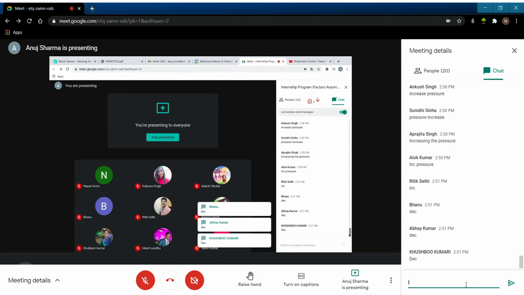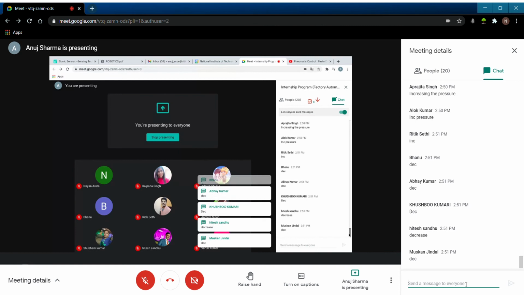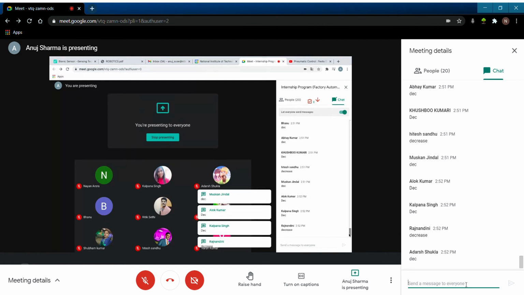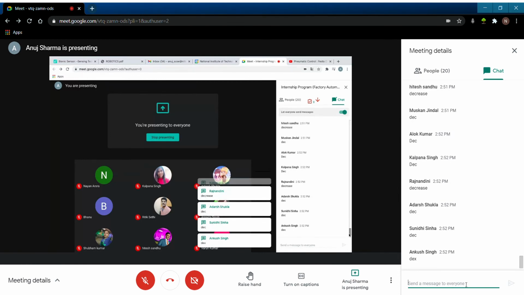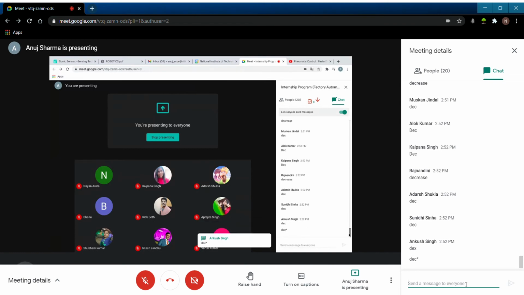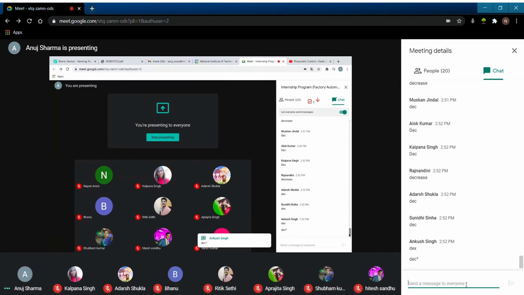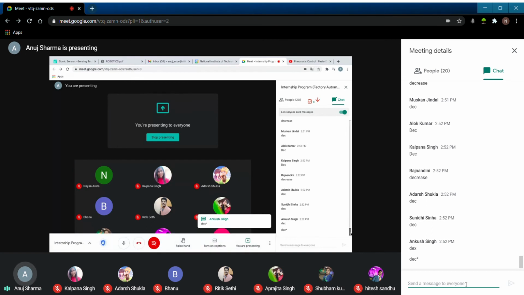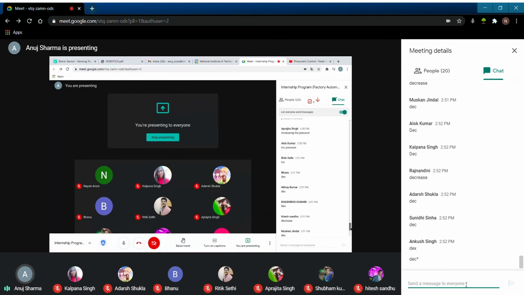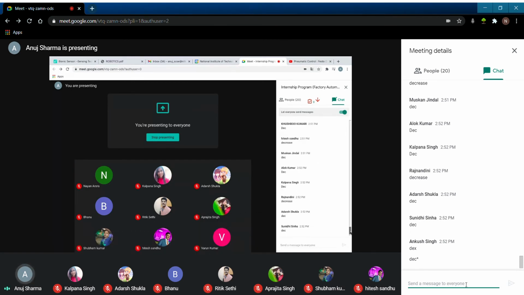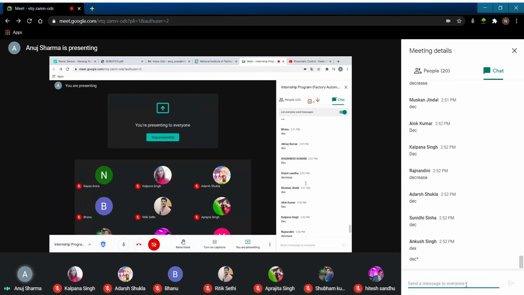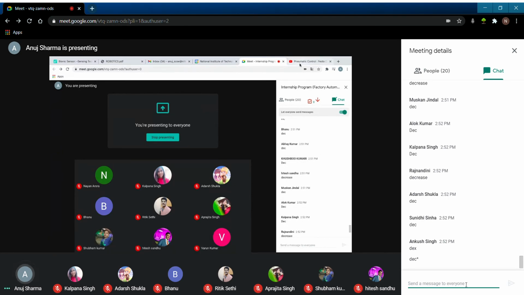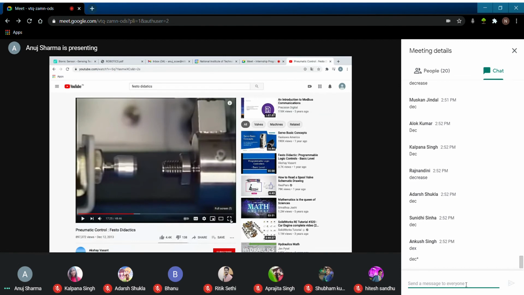Bhanu says it will decrease. Yes, it will be decreasing. Why? Because area is increasing, more and more air is required. So for a larger volume to cover, it will take more time. Okay, good.